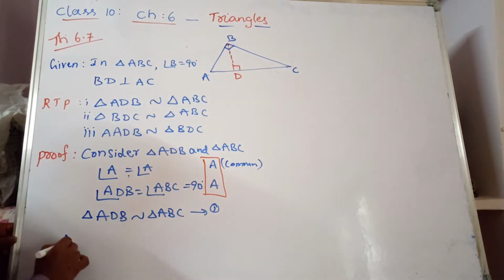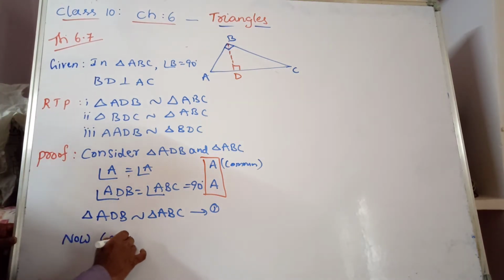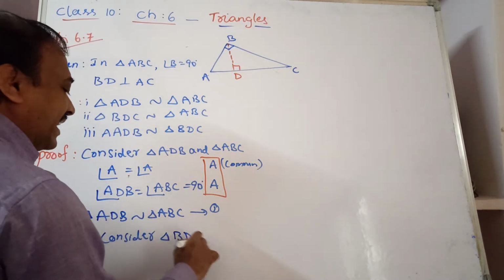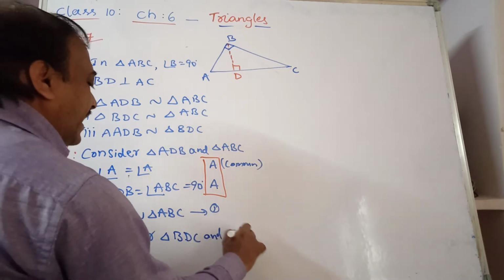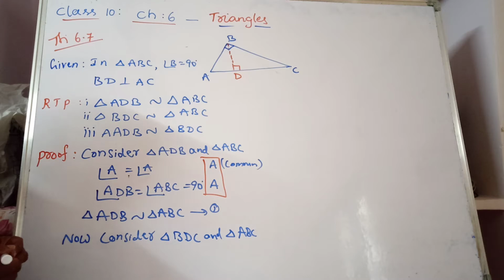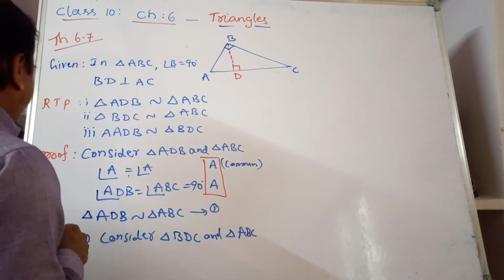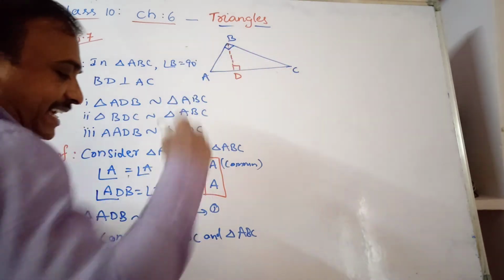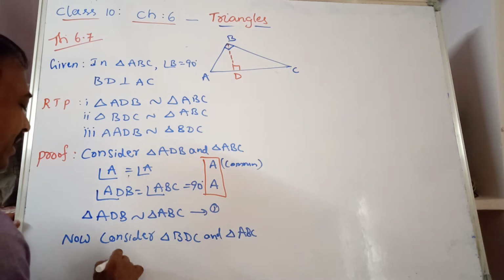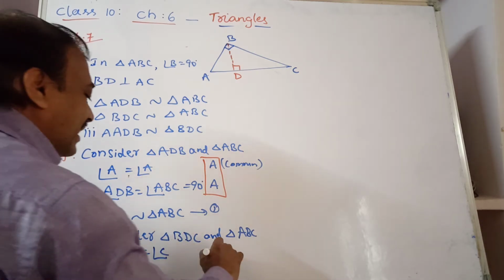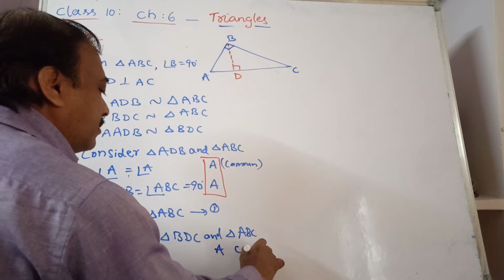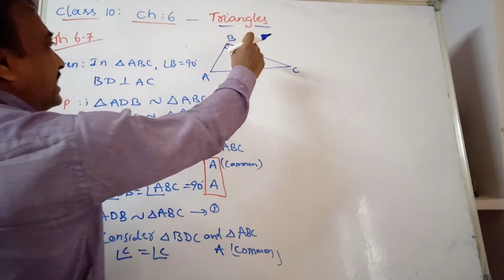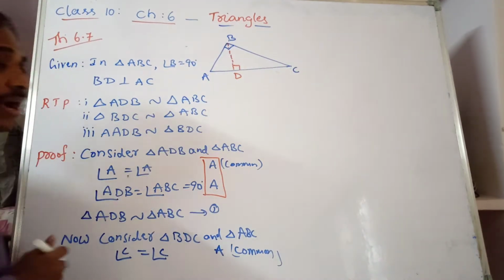Now consider the next triangle. Triangle BDC and triangle ABC. Observe it. In that we have one angle, angle C is equal to angle C, common. Angle C is equal to angle C. This is the angle common in both. See, look at this. Triangle BDC and ABC, angle C is common in both.